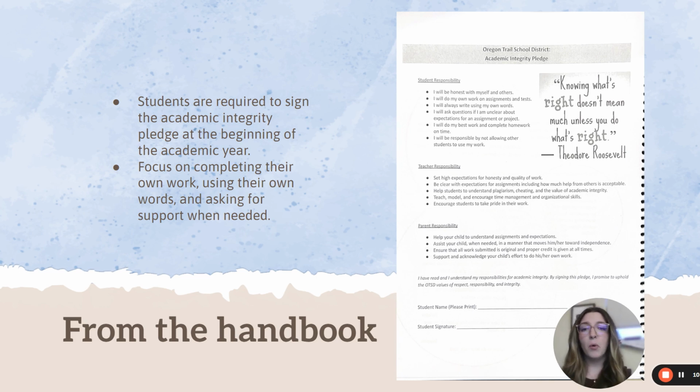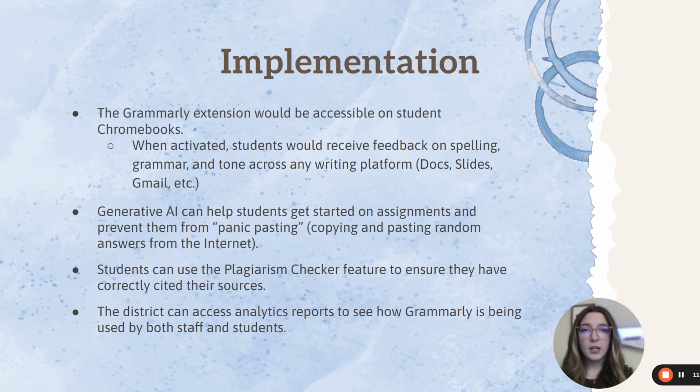Grammarly actually supports students completing their own work. It ensures that they aren't plagiarizing because it can flag when that happens. It ensures that they are choosing the right words, not just throwing whatever out there. So based on our own academic integrity pledge that we have adopted as a district, Grammarly is in alignment with it. So what would it look like to implement this on a district level?